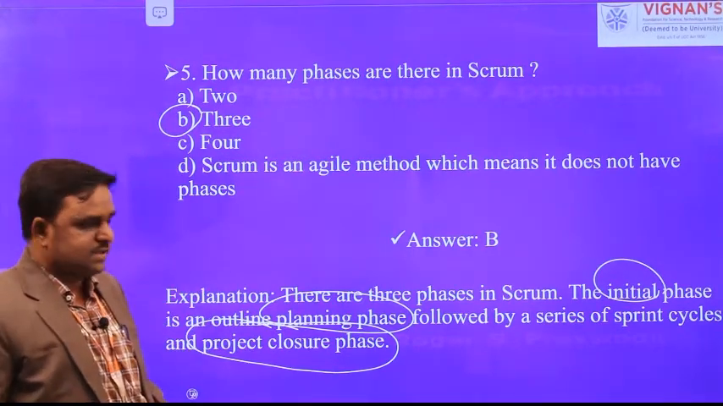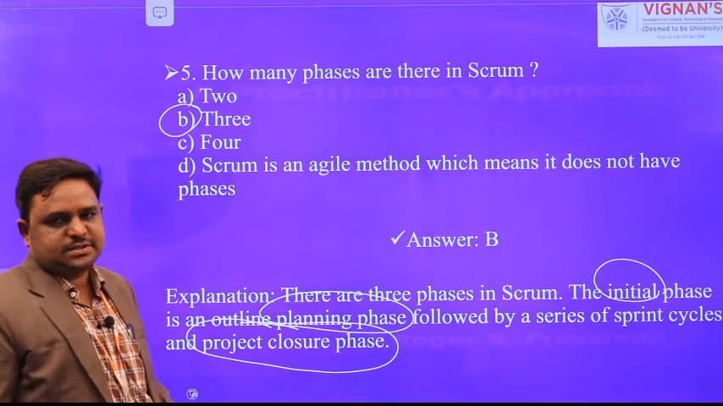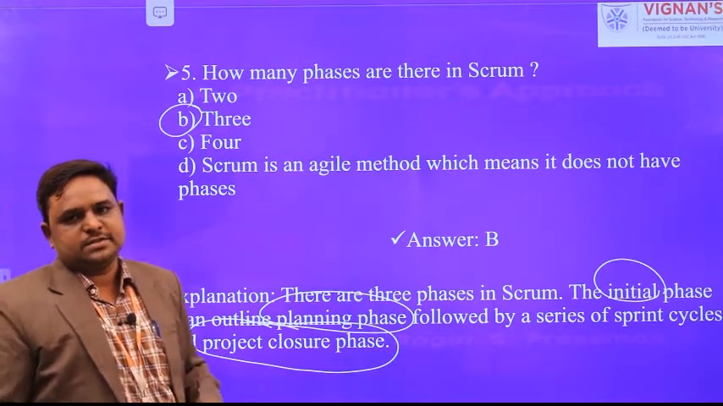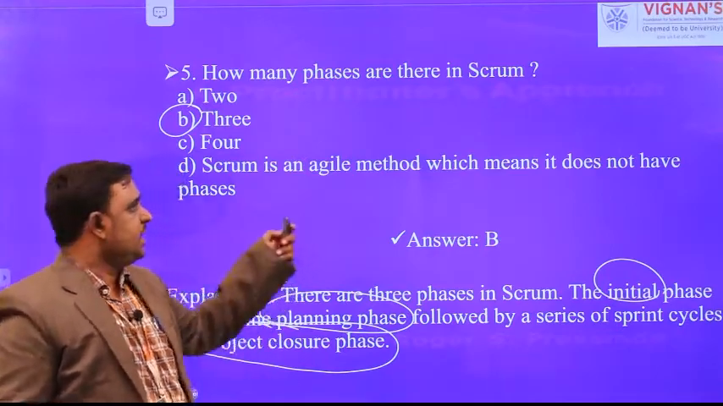So what are the 3 phases? First one is the initial phase, next one is the planning phase, and next one is the project closure phase. So these are the 3 phases in Scrum.